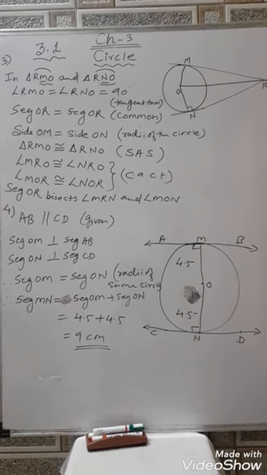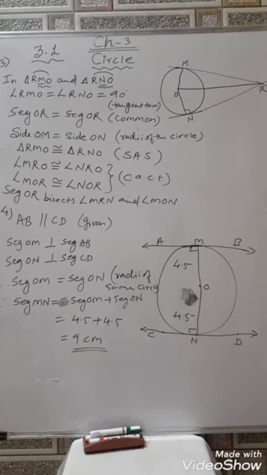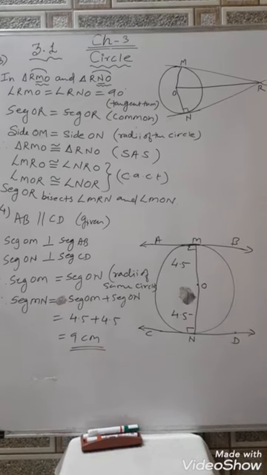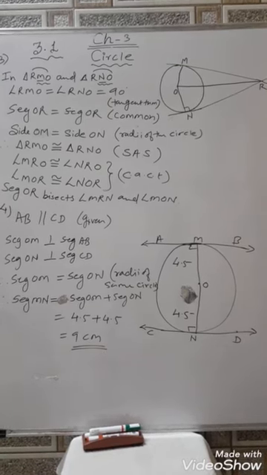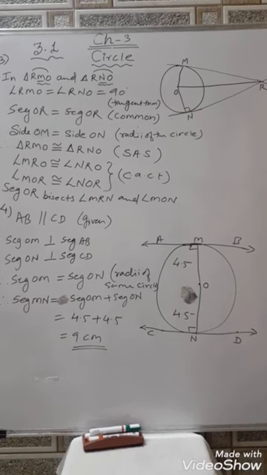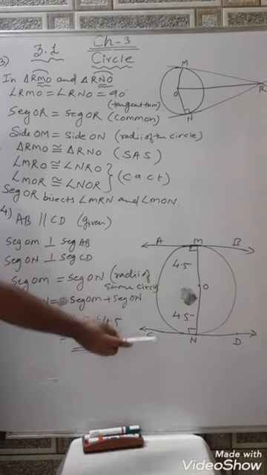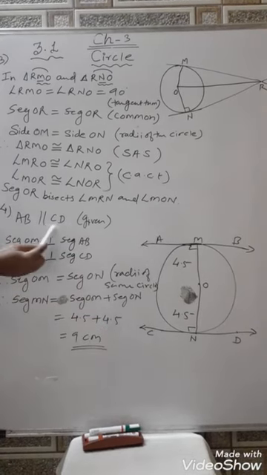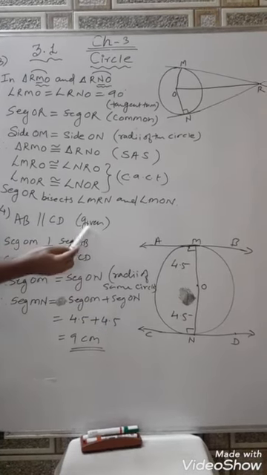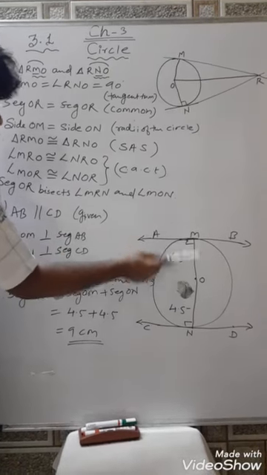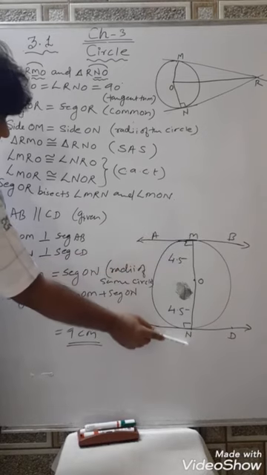Now the fourth one. AB is the distance between two parallel tangents of a circle having a radius 4.5 centimeter. Justify your answer. So what is the distance between two parallel tangents? We draw this parallel tangent here. AB is parallel to CD. It is given. You have to find out the distance between them. It means you have to find the distance MN.